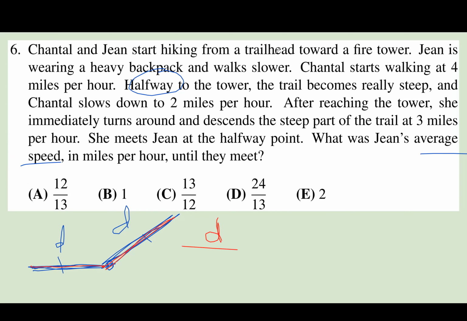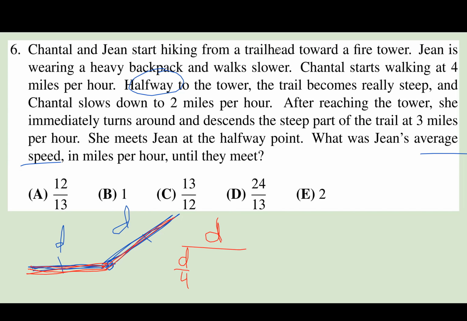But we need to find the total time that elapsed. Well, let's think about it. Chantal traveled the D distance at 4 miles per hour. D miles at 4 miles per hour. So think about it: if you travel 100 miles at 50 miles per hour, how long did it take you? It took you 2 hours, because you do 100 divided by 50. Same thing here. She travels D miles at 4 miles per hour. That means her time would be D divided by 4 hours.